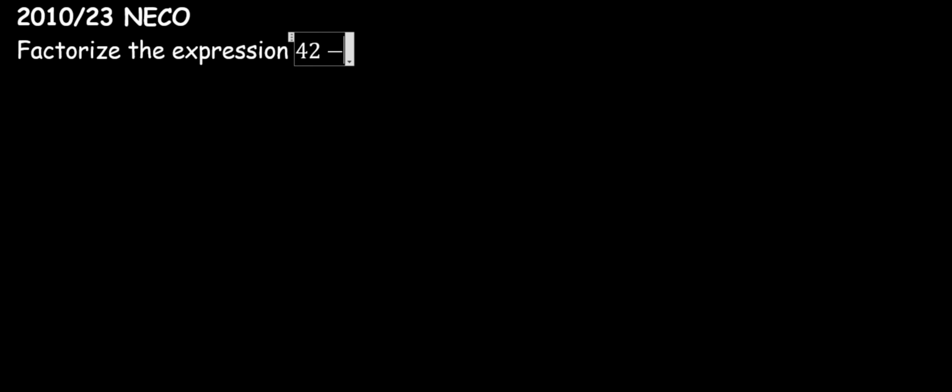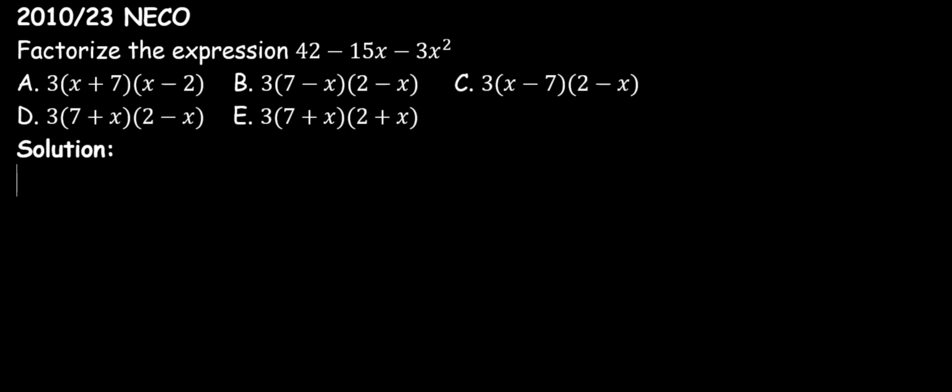Another example. Factorize the expression 42 minus 15x minus 3x squared. The options are given. Solution. First, when you look at this problem, the first approach will be to factor out a common number among the given items. That will now enable us to work with the given quadratic expression. That will be, we have our 42 minus 15x minus 3x squared equal to 3 being factored out, open up the bracket, 14 minus 5x minus x squared, bracket close. Immediately this has been done, we can now proceed to work as it ought to.